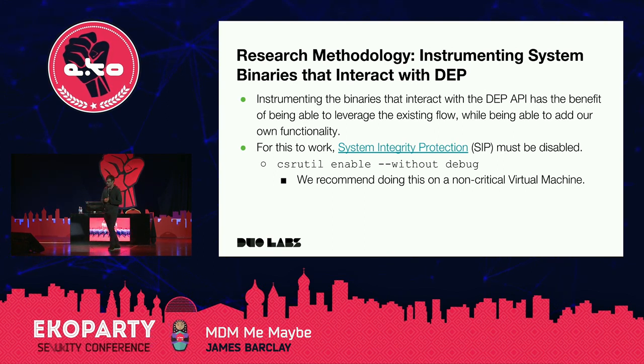So lastly, we looked into instrumenting the system binaries that directly interact with the DEP API. This has the benefit of being able to leverage the existing flow or infrastructure, with just a little bit of our own functionality added right before the payload is signed. It's worth noting that for this to work, because Cloud Configuration D is a protected binary under System Integrity Protection, or SIP, it needs to be disabled. We recommend doing this on a non-critical virtual machine because SIP is actually a pretty useful security feature.